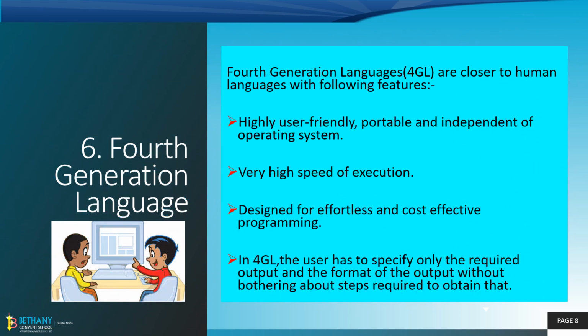Fourth generation language, which is also known as 4GL. Following are the features of fourth generation language. Highly user-friendly, portable, and independent of operating system, which means a program written in fourth generation language doesn't require any particular operating system. Very high speed of execution, designed for effortless and cost-effective programming, which means writing a program in fourth generation language doesn't require skilled people. In 4GL, the user has to specify only the required output.